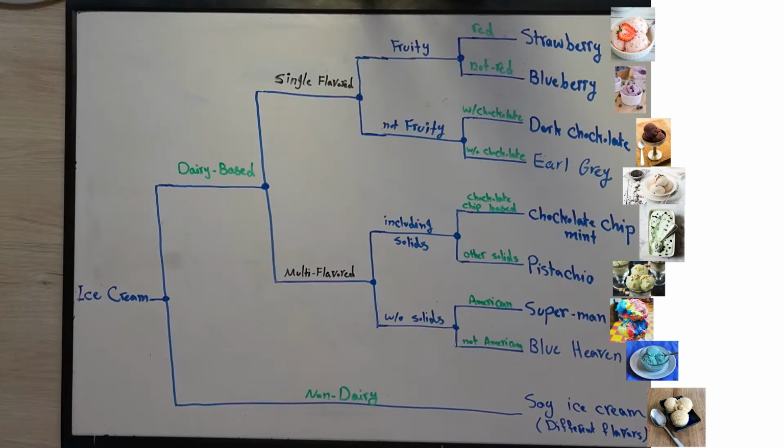It is important to recognize that trains move in the direction from right to left at all times, meaning that this movement is not allowed. The out group is the OTU that has diverged earlier than other OTUs, in this case the soy ice cream.